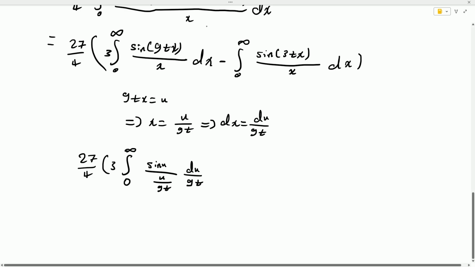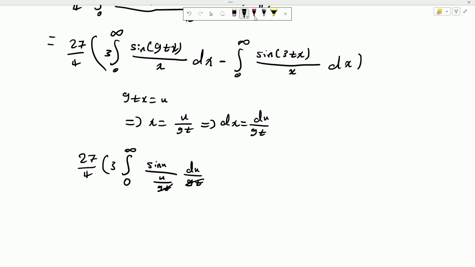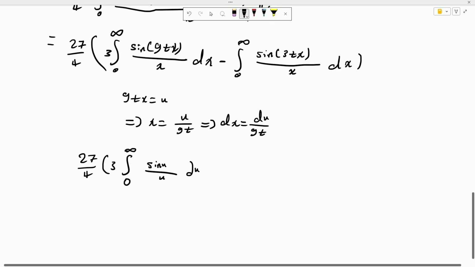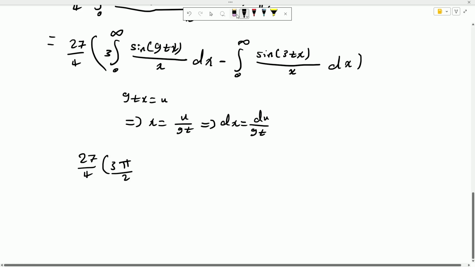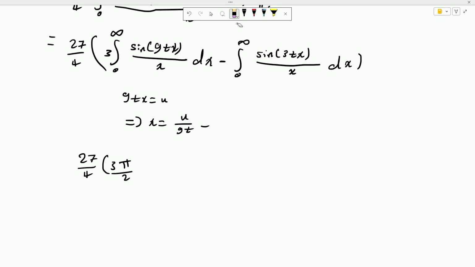And let's notice that 9t cancels out with 9t, and we are just left with the integral from 0 to infinity of sine u by u, which is of course a pretty popular integral. This integral converges to pi by 2, so that's actually pretty nice. So we could just rewrite this as 3 pi by 2. Well, what about this integral? Well, same case, nothing has changed much.